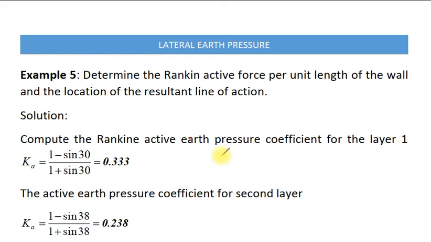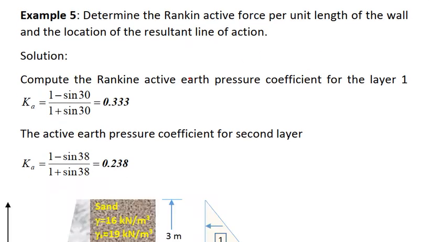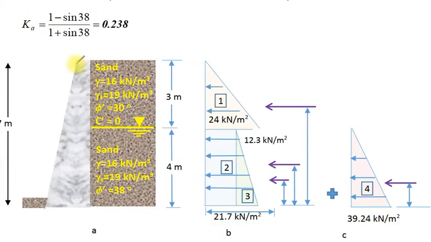This example explains how to compute the lateral earth pressure based on Rankine's theory for two layers of backfill. Determine the Rankine active force per unit length of the wall and the location of the resultant line of action.